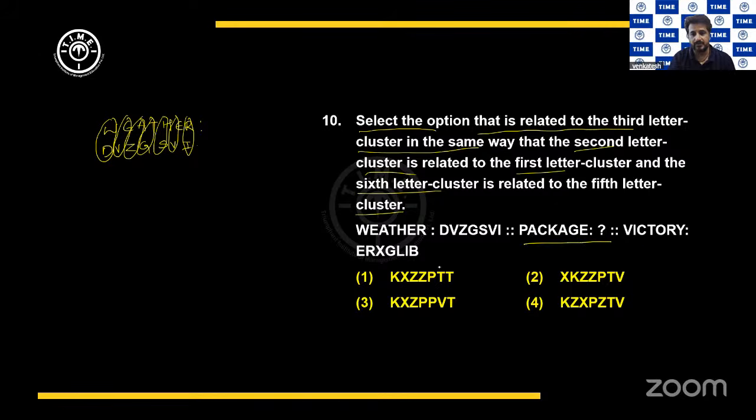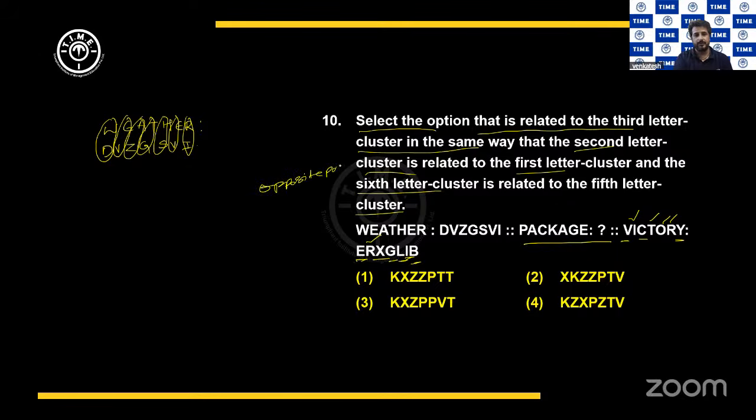Fifth cluster to the sixth cluster. V opposite is E. Okay, perfectly matching. I opposite is R. Matching. C opposite is X. Matching. T opposite is G. Matching. O opposite is L. Yes, fine. R opposite I. Y opposite B. Perfectly matching. So you can conclude that the given logic is opposite pair of letters.